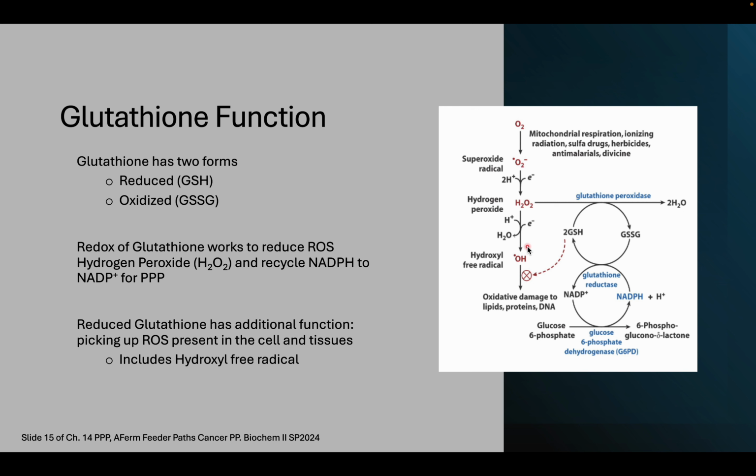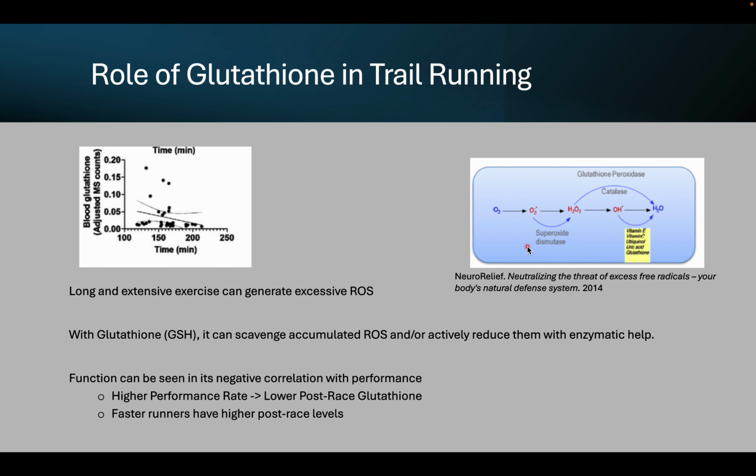But why is this important to how the glutathione decreases as performance increases? Well, the longer you run or the longer you engage in physical strenuous activity, the more generation of reactive oxygen species you have. This is due to the partial reduction of dioxygen, which is seen right here. You have dioxygen to a dioxygen superoxide radical down to hydrogen, and this can go to hydrogen peroxide or to the hydroxyl radical.